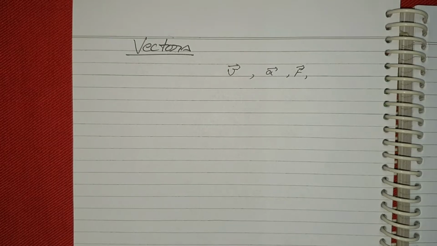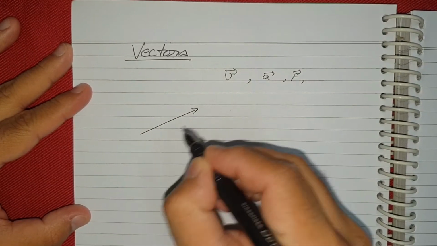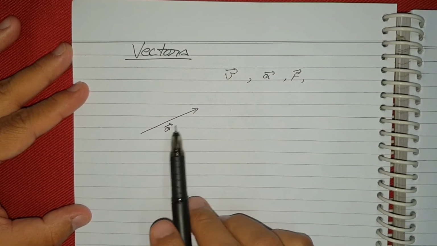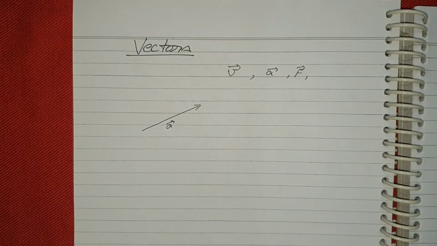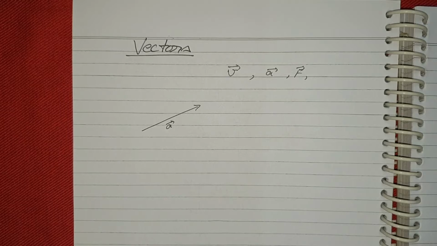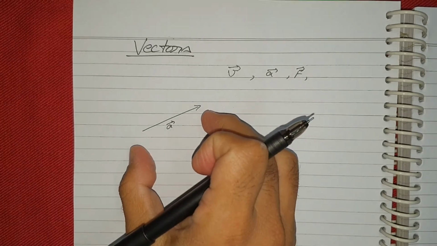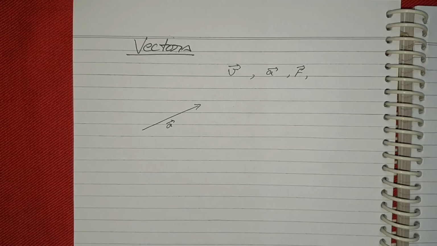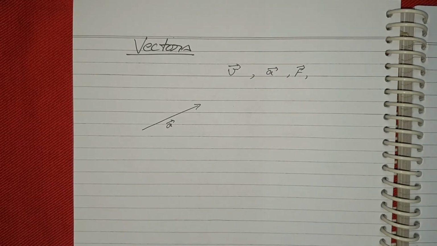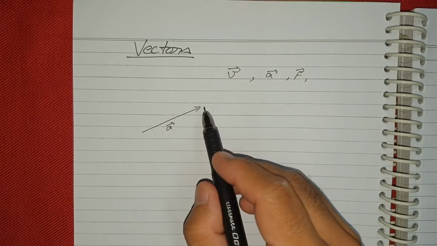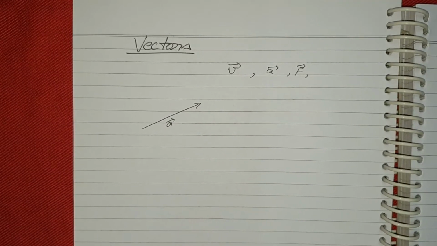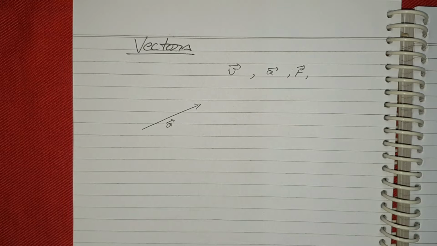Now, how is a vector represented? A vector can be represented with a straight line. Suppose you want to represent a vector A. This is a vector A. As you can see, it is represented as a straight line with an arrowhead on it, an arrowed line. The length of the line drawn on a suitable scale represents the magnitude of the vector, and the arrowhead tells the direction of the vector. The starting point of the arrowed line is known as the tail or the origin of the vector, and the end of the arrowed line is called the tip, or the head of the vector. So this is how you represent a vector.